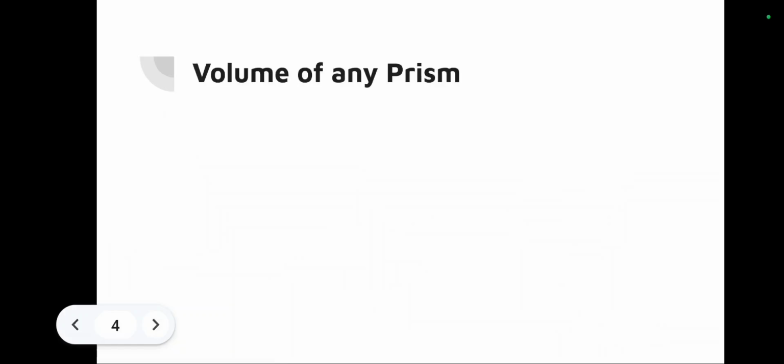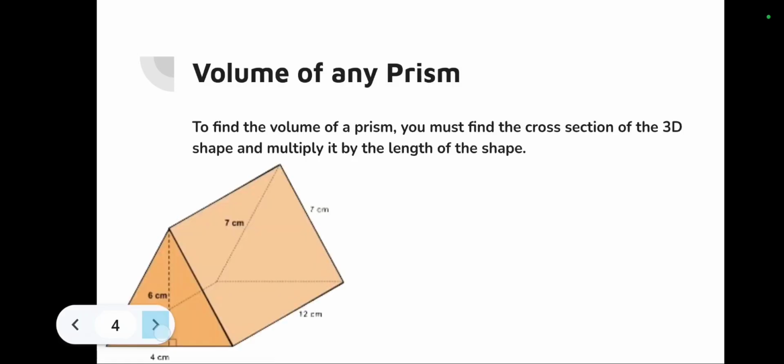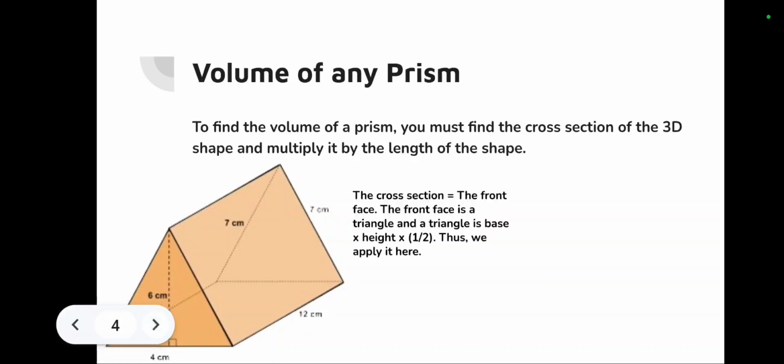Next is the volume of any prism, so any base. To find the volume of a prism, you must find the cross-section of the 3D shape and multiply it by the length of the shape. For example, if we have a triangular based prism here, the cross-section is basically the front face. So the area of a triangle is its base times its height times a half.